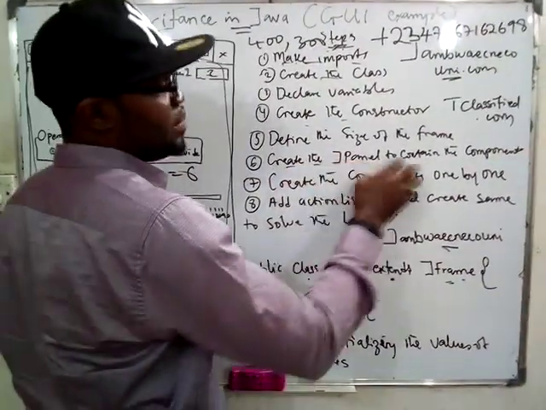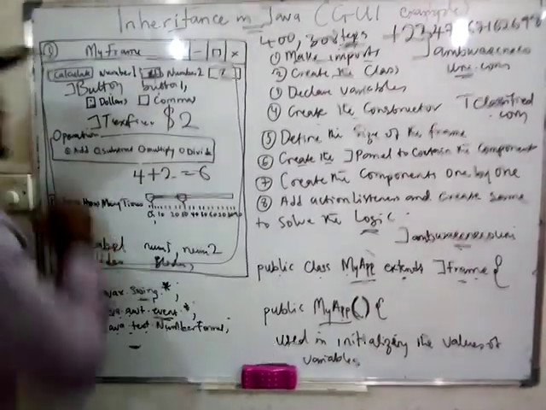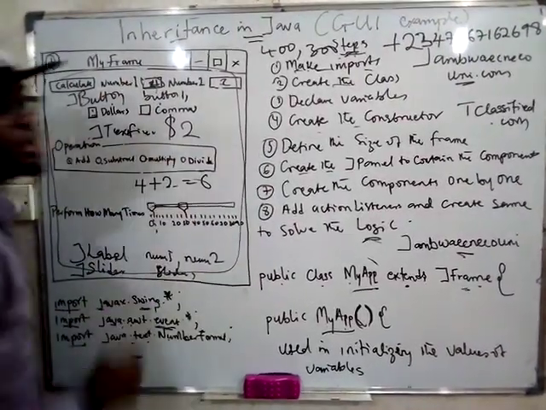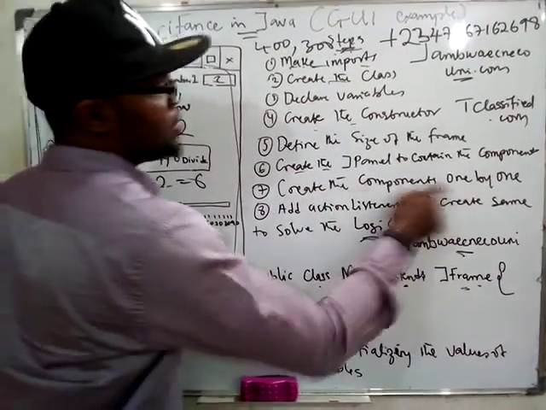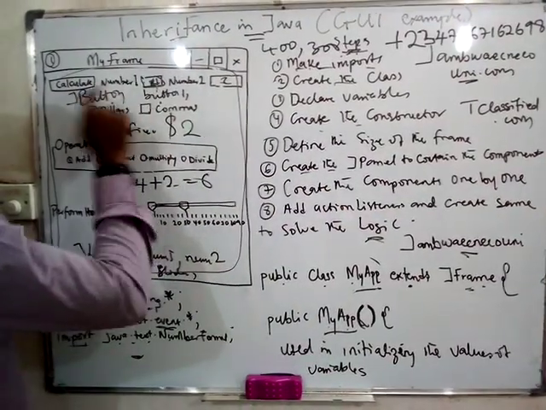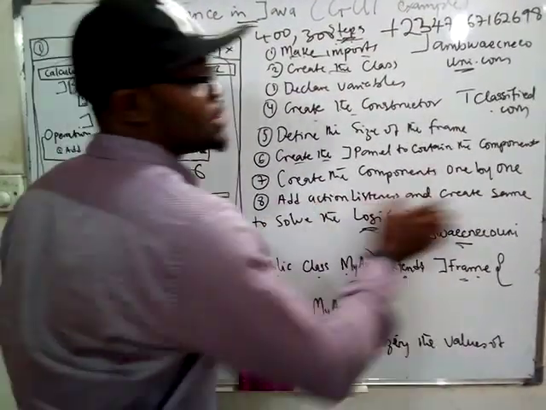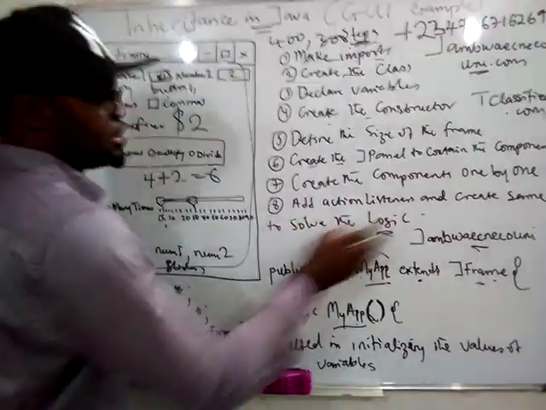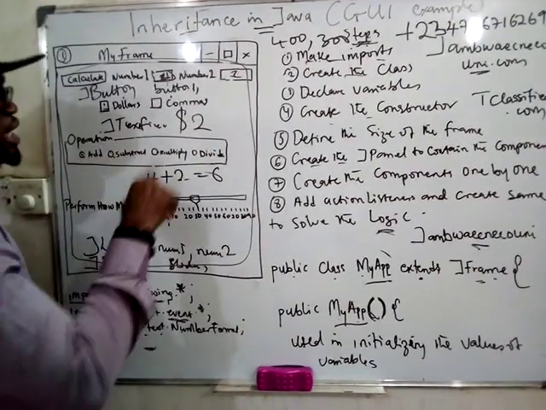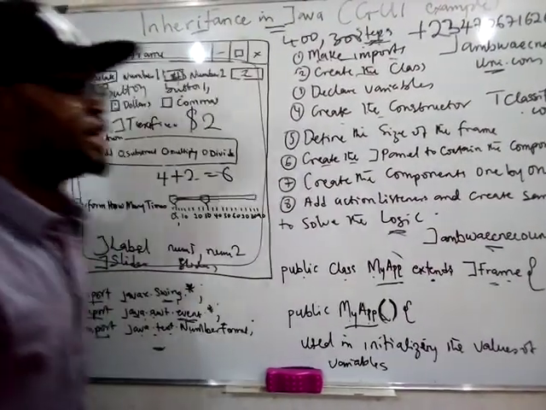You need to create the JPanel, that is on top of this frame, that contains all these components. You need to create it. Then you need to now create the components, the actual JButtons, JTextFields. Create them one by one. Then you need to add an action listener and create a logic that will do the calculation, so that once you click on any button, it will take effect.